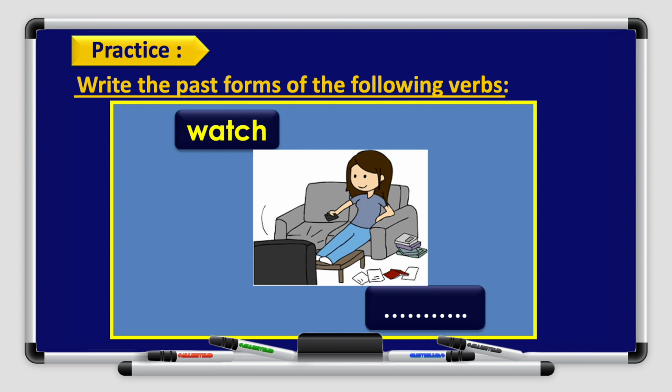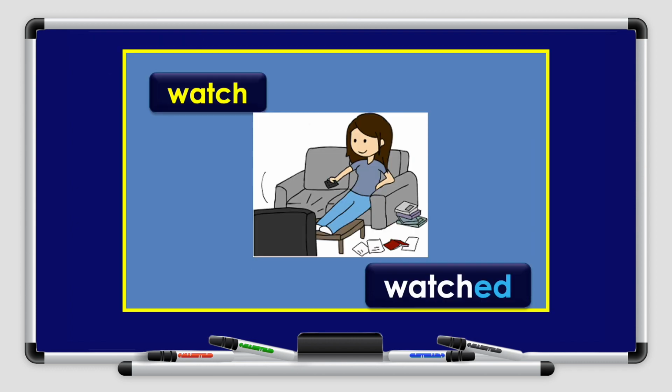Now let's practice. Write the past forms of the following verbs. Number 1, we have the verb watch. Is it a regular or irregular verb? What should we do? Yes, that's right. It's a regular verb. We just have to add ed at the end. Watch in present and in the past, watched with ed.